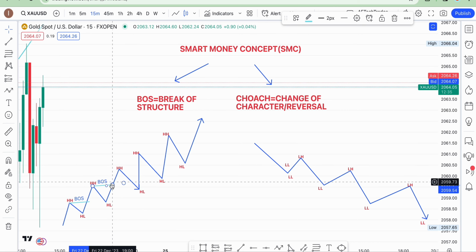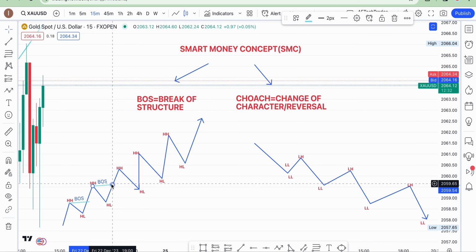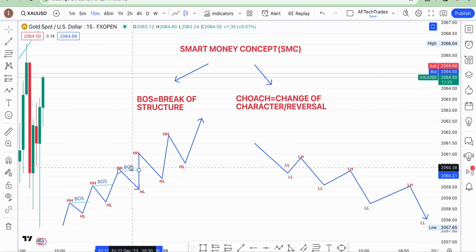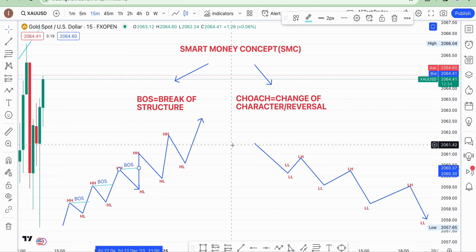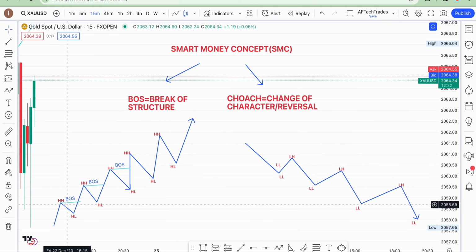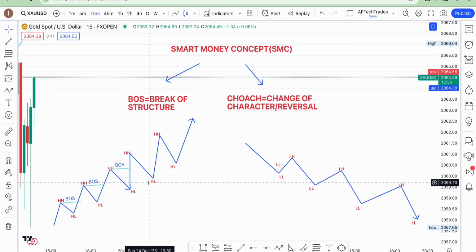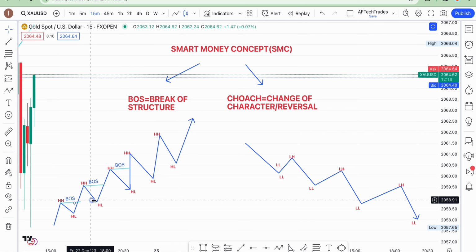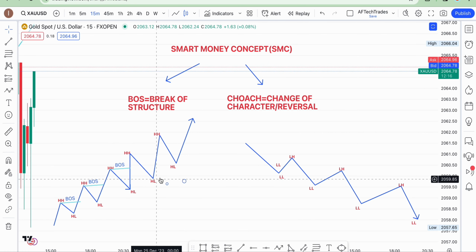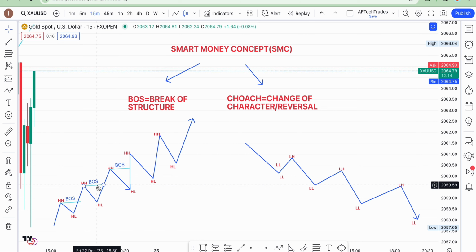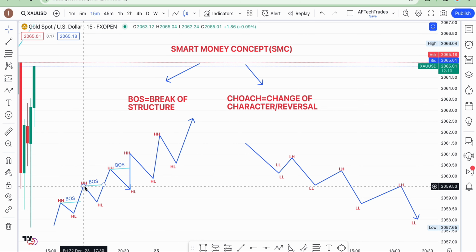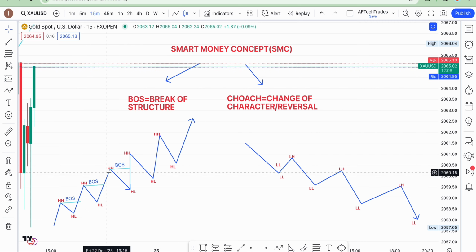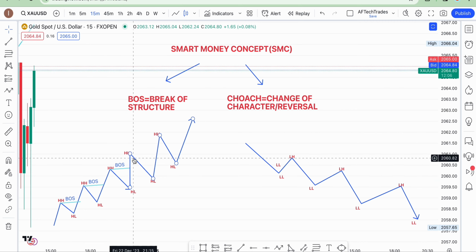Similarly, the next one forms another BOS here. You can see it. I hope you're understanding it. So that is just it about the break of structure. The previous one breaks above the former higher high. That is when you have a break of structure.